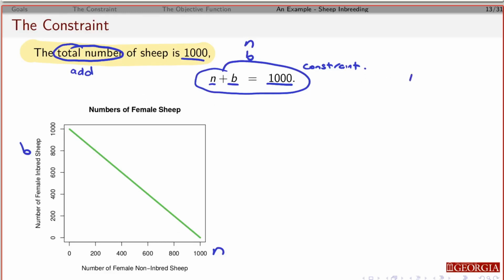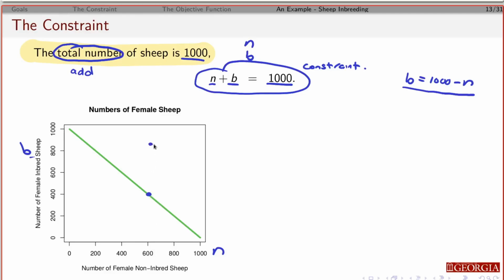So what do I have? If I take this equation and I solve for N, I get 1,000 minus B. Oops, sorry, I want to solve for B because that's my vertical. So I get B is 1,000 minus N. This line right here is given by that. So suppose I want to have 600 non-inbred sheep, that immediately tells me I'm going to have 400 inbred sheep. Right?